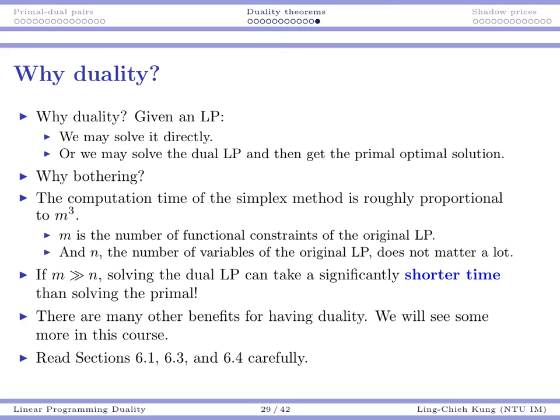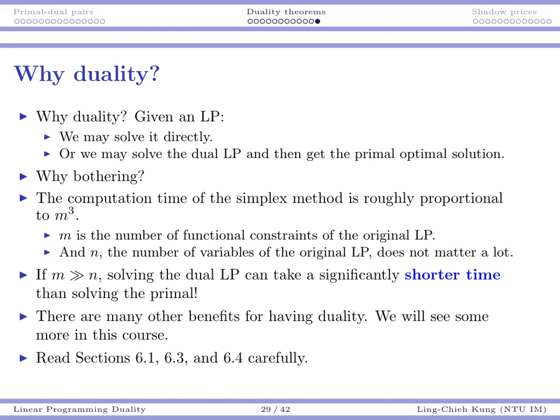So quickly summarize, why do we want duality? Those properties we just mentioned provide some reason. Given a linear program, we may solve it directly, of course. Or we may solve its dual and then get the primal optimal solution, as we just mentioned. So you may want to ask, why do we want to do that? One reason is that the computation time of the simplex method is roughly proportional to m to the power of 3, where m is the number of functional constraints.